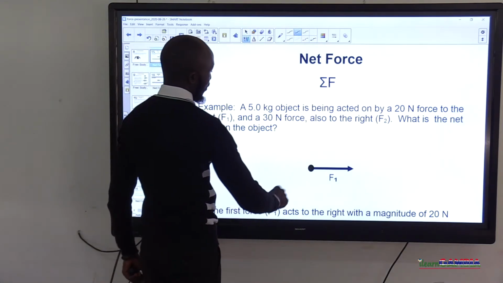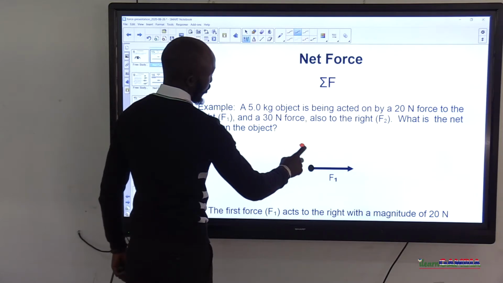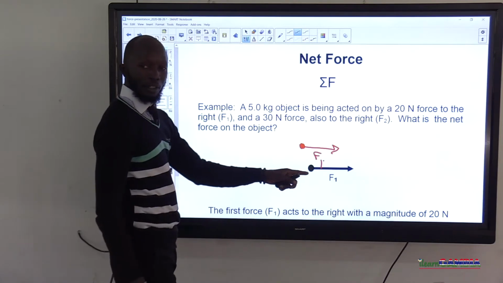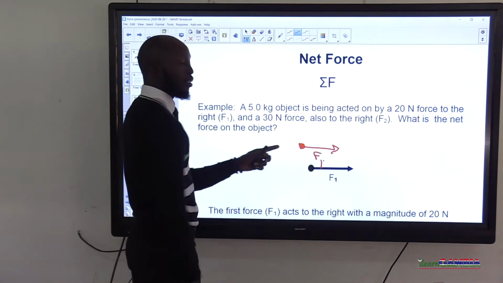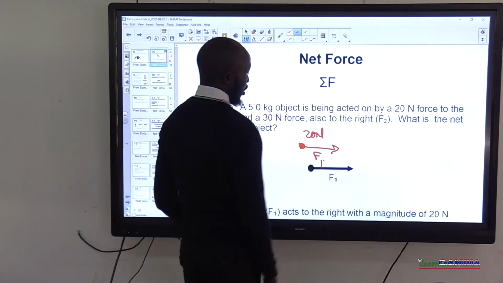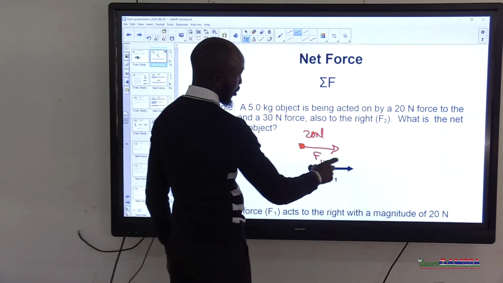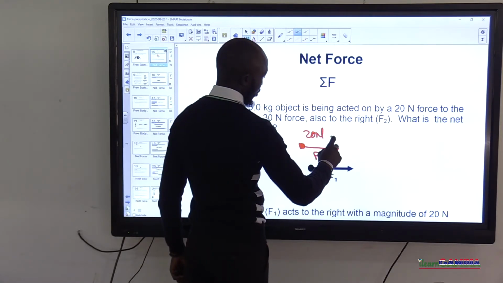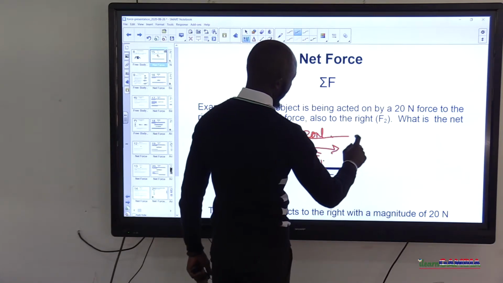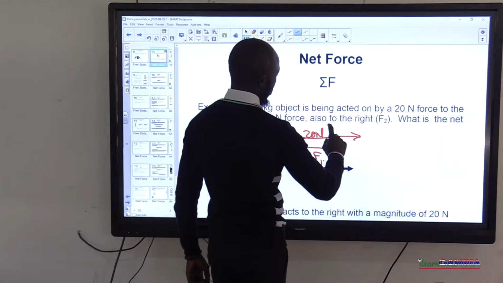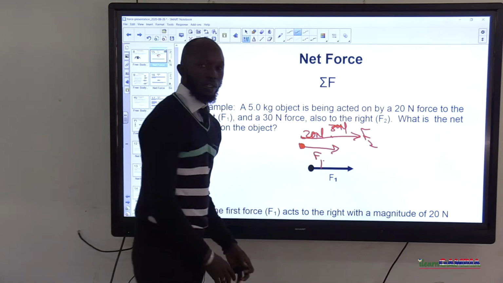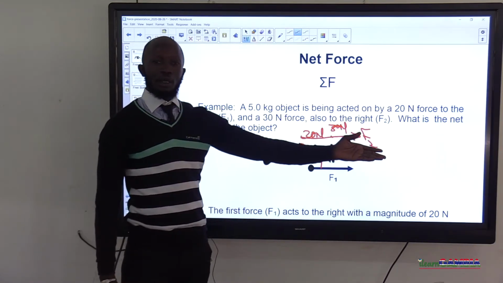So for example, if you have this as your F1, which is acting on this object, let's say this is the dot here, that is the object, and this is, let's say, 20 Newtons. You have another force, which is also acting on this object, and that is, let's say, 30 Newtons up to here. That's 30 Newtons, and we call that F2. They're both pointing in the same direction.